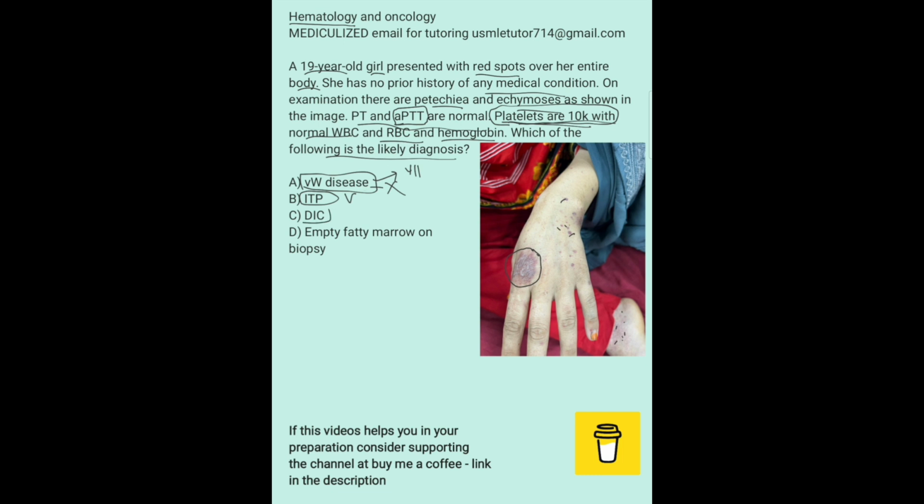So with DIC, PT and PTT will be elevated. Here they are normal, PT, PTT. So that's not the diagnosis. Empty fatty marrow, they're referring to aplastic anemia. This is also a wrong answer because in the question they said that the WBC and RBC are normal. Here you get pancytopenia, where RBC, WBC, platelets, all of them are low in aplastic anemia.